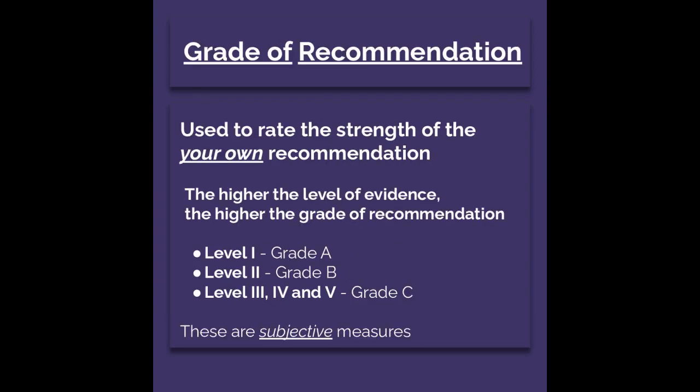Grade of recommendation is an extension of the level of evidence. Quality trials should yield quality recommendations. So a level 1 trial should yield a grade A recommendation, level 2, grade B, and levels 3 through 5, grade C. However, it's important to note that these are subjective measures used to rate the strength of your own recommendation. So you can increase or decrease the grade of recommendation as you see fit, but it should be carefully justified.